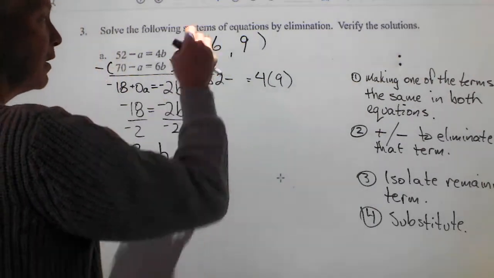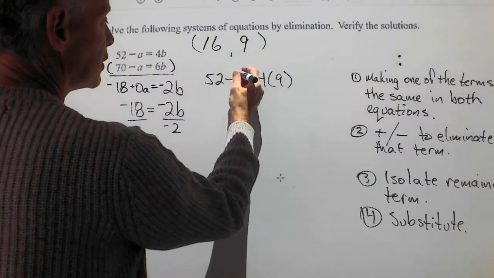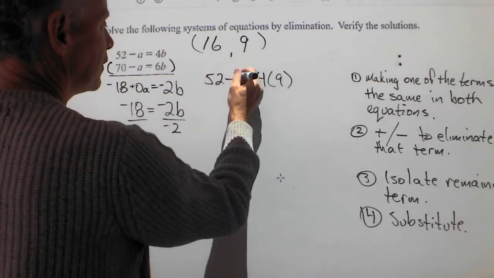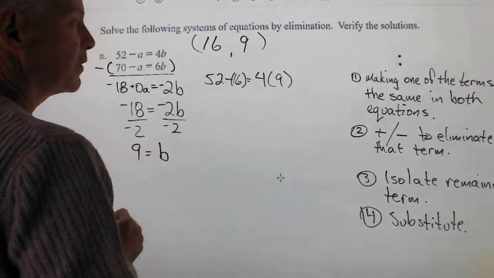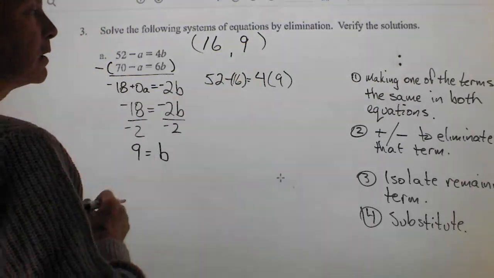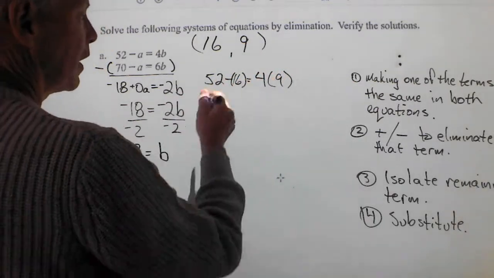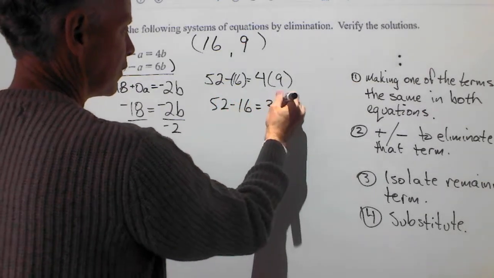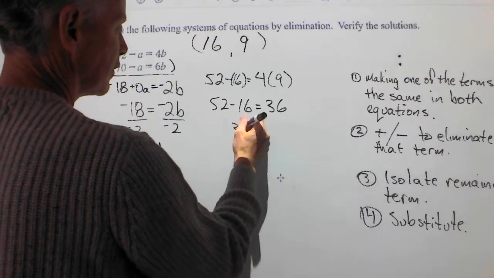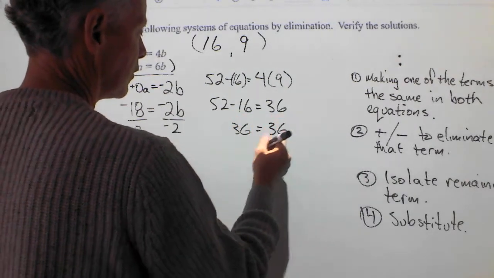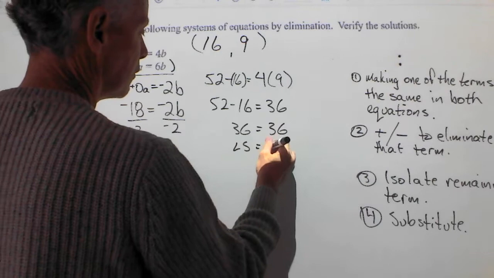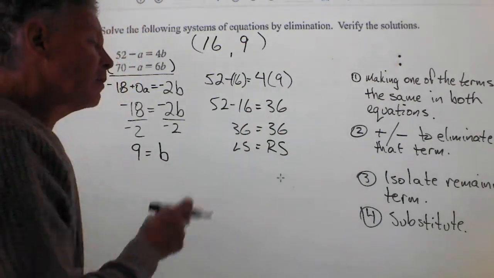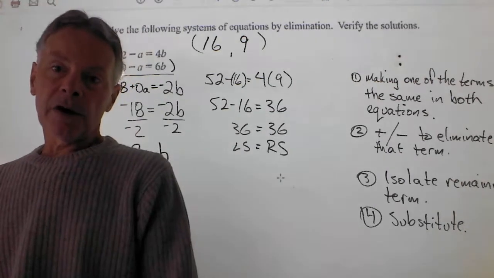So, we said that a equals 16. So our equation, 52 minus a equals 4b, becomes 52 minus 16, that's our value of a, equals 4 times 9. 52 minus 16 equals 36, and 52 minus 16 does equal 36, so left side equals right side. We're good. Now, you can't stop there, okay?